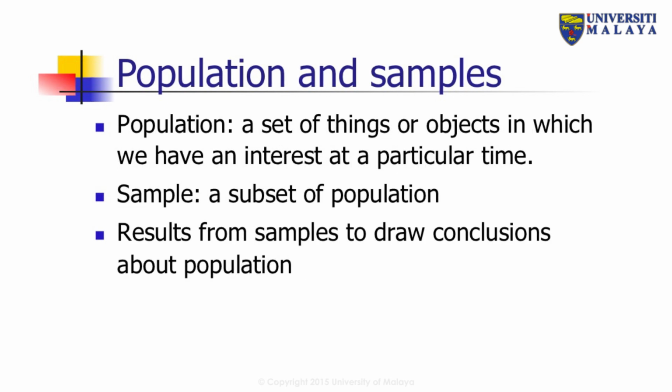What is population? We define population as a set of things or objects in which we have an interest to study or research at a particular point of time. Whereas a sample is a subset of this population. In statistics, we intend to use the result that we obtain from the sample to draw conclusions about the population that we are interested in.